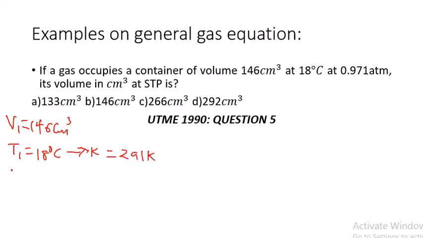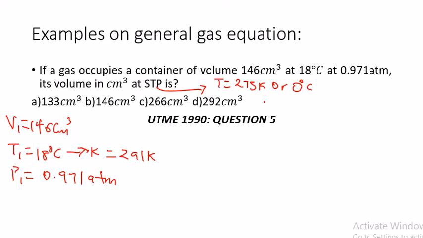Also, we are given the initial pressure, 0.971 atmosphere. Don't forget that at STP, the chosen value for temperature is 273 Kelvin or 0 degrees Celsius, and that the chosen value for pressure is 760 millimeter mercury. This is also equivalent to 1 atmosphere. Keep that in mind because you're going to need it in this question.